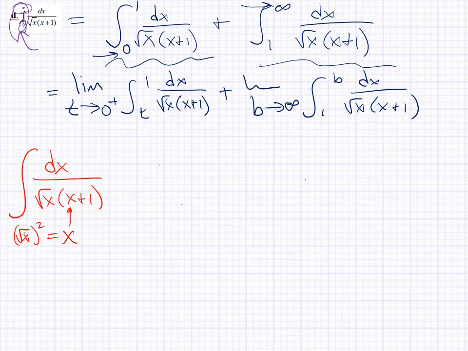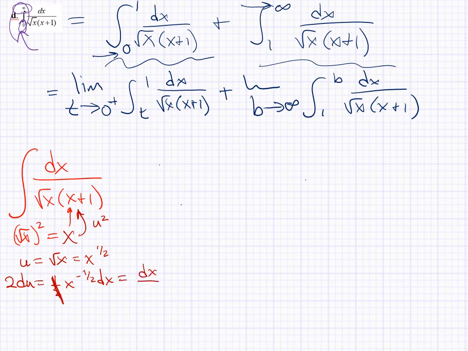And so what we're going to say is that if u equals the square root of x, then this is u squared. And then du would be the derivative. Remember, square root of x is x to the 1/2. So that would be 1/2 x to the minus 1/2 dx. If I move this 2 over to here, and I rewrite this as dx over the square root of x, that's exactly what I'm looking at here.